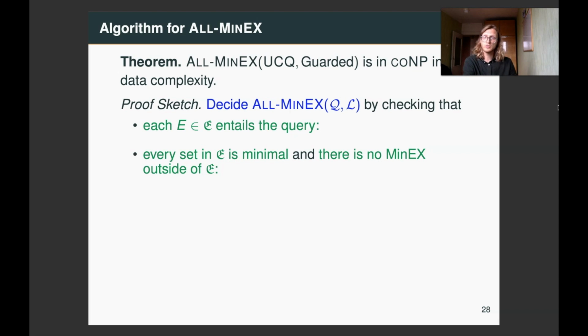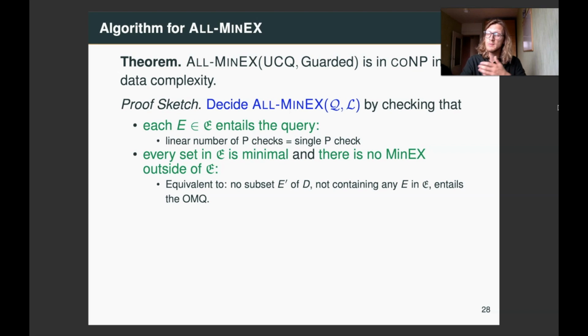Okay, to check entailment of each subset in this set, we need a linear number of P checks, because in data complexity, in the guarded fragment, each check is in P. So we need a single polynomial time check. And then we need to check that every set is minimal, and there is no MinEx outside of our set of subsets. But we notice that this is equivalent to checking that there is no subset E dashed of the database that does not contain any subset in our set and entails the ontology-mediated query.